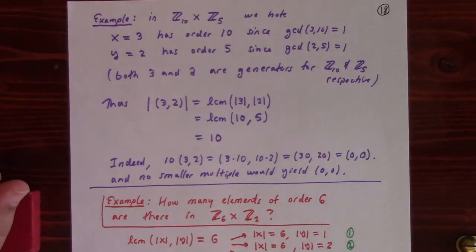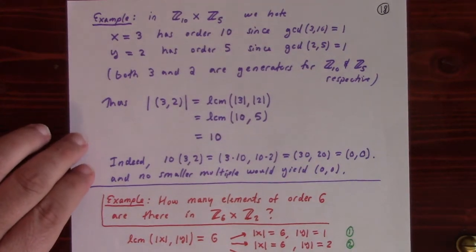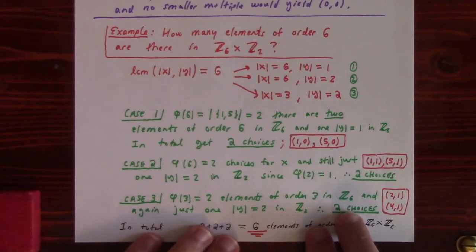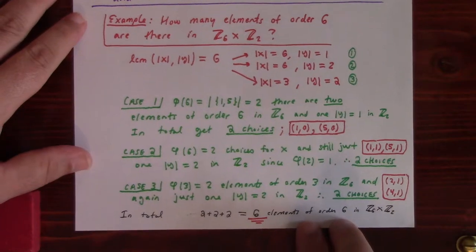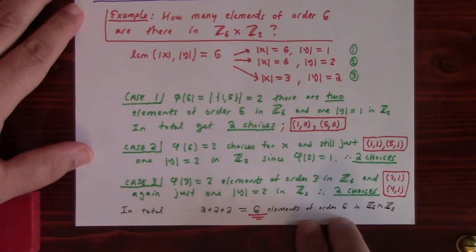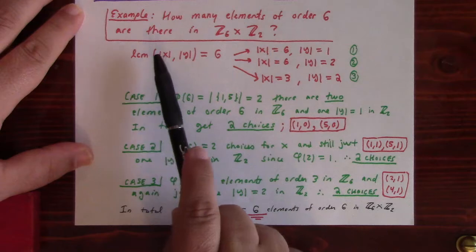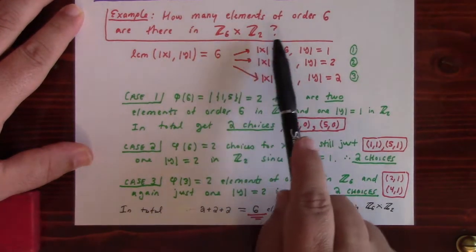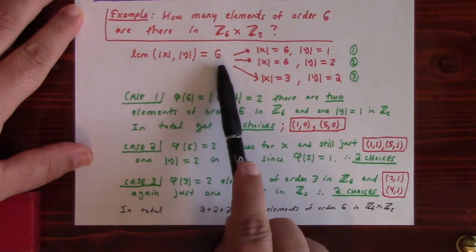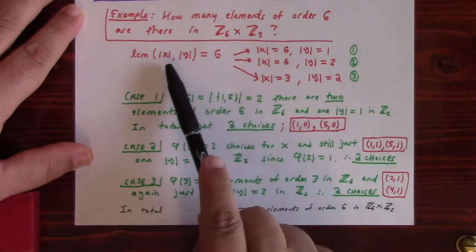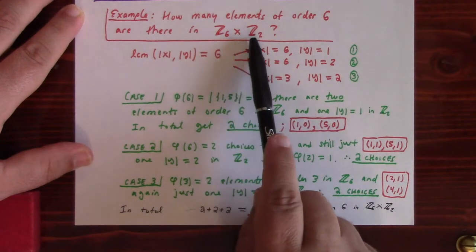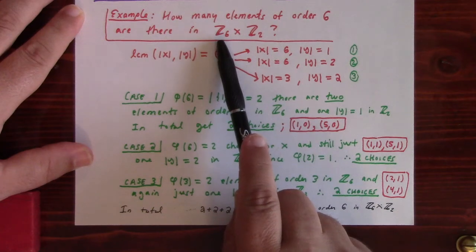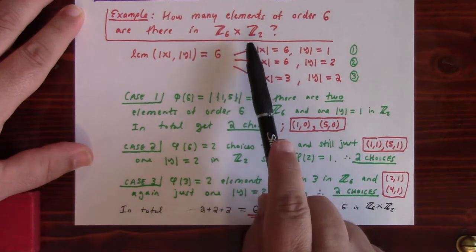All right, so let's put this technology to play with a slightly more complicated example. Here it is. How many elements of order 6 are there in Z6 cross Z2? All right, so we would need the least common multiple of the orders of x and y to be 6. And notice that the order of x and the order of y have to divide the orders of the groups. So that's kind of limiting, right? That means that you can have 6 or 3 or 2 or 1 here. You can have 1 or 2 here.